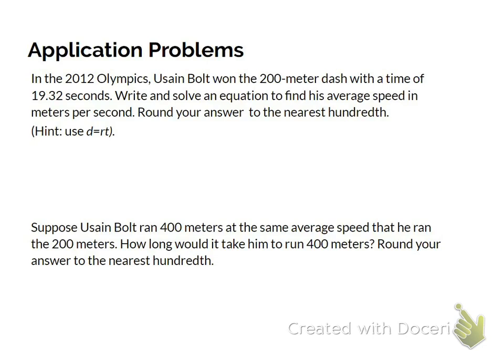All right, in the 2012 Olympics, Usain Bolt won the 200-meter dash with a time of 19.32 seconds. Write and solve an equation to find his average speed in meters per second. Round your answer to the nearest hundredth. Hint, use D equals RT. If that equation is not familiar to you, that means distance equals rate times time. So you will need to write down D equals RT. And it might help to write distance equals rate times time.